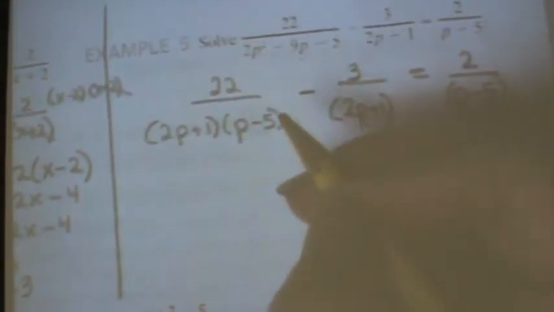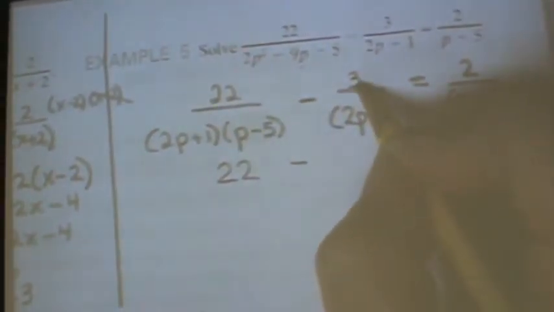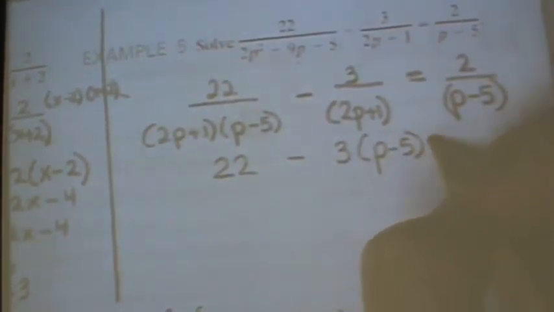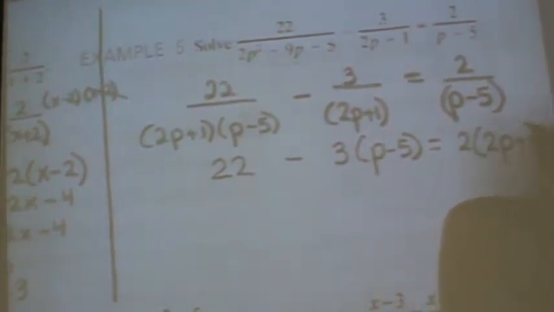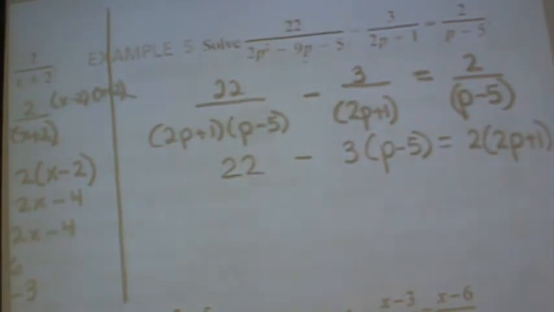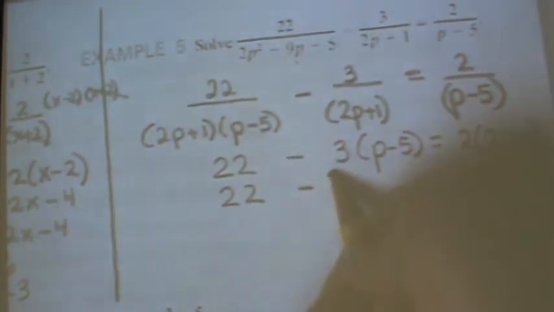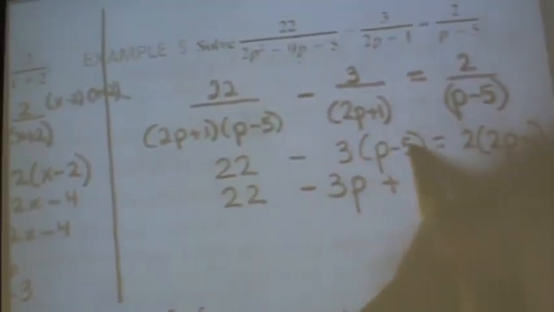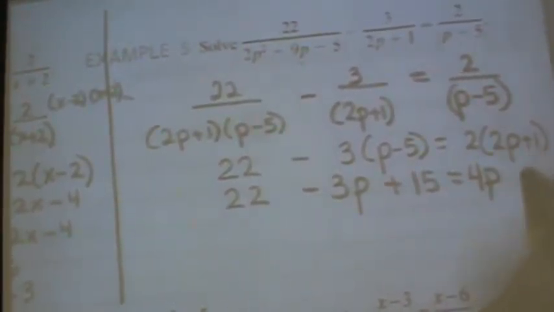Well, the first one, both of them cancel out. Right, so you just write a what? 22. Uh-huh. Then what? Then the second one, we're going to have to times the top by p minus 5. Yep. Then the last one, you times it by the 2p plus 1. You got it. Be careful here, you got negative 3 times negative 5, which is 15. 4p plus 2.